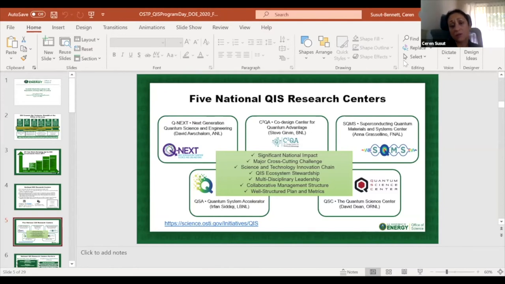At the end of the day, we are a mission agency. So in a lot of the programs that you see, a lot of the solicitations, you're going to get that sense: find proposals that can answer these two questions. Really, what is unique to DOE that's going to make a difference in QIS? And how is this important to our mission? And that's all I have.